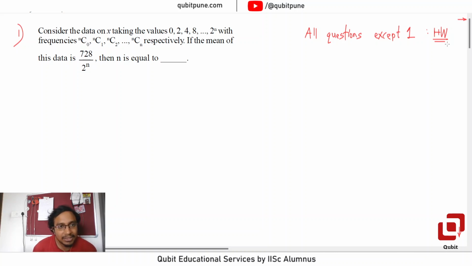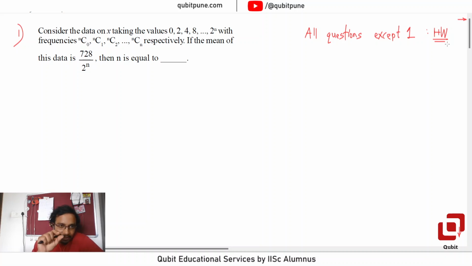Consider the data on x taking the values 0 to 4 8 up to 2 raised to n with frequencies nC0, nC1, nC2 up to nCn respectively. If the mean of this data is 728 upon 2 raised to n, then n is equal to.